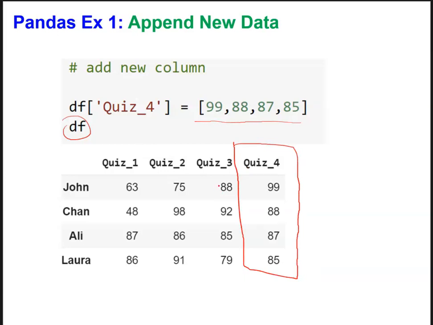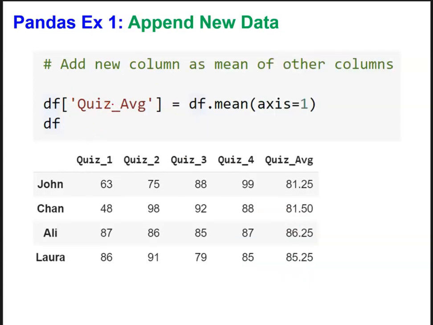So now it's not only numbers that you can do. Pandas is a very powerful package. So you can basically also add, let's say, an average. So let's say you want to add the average of all these quizzes.